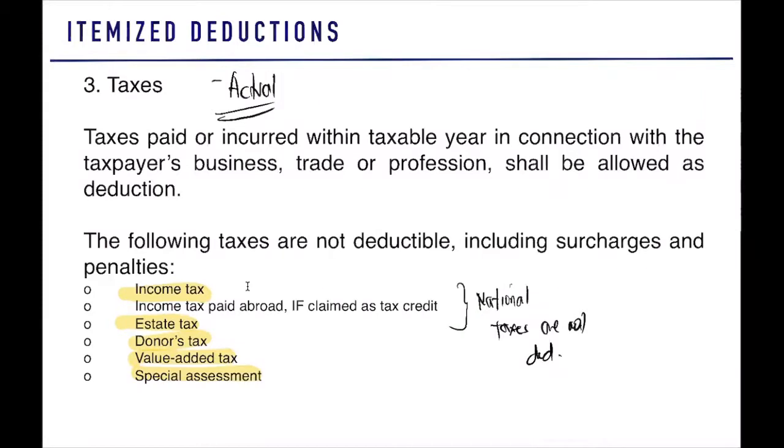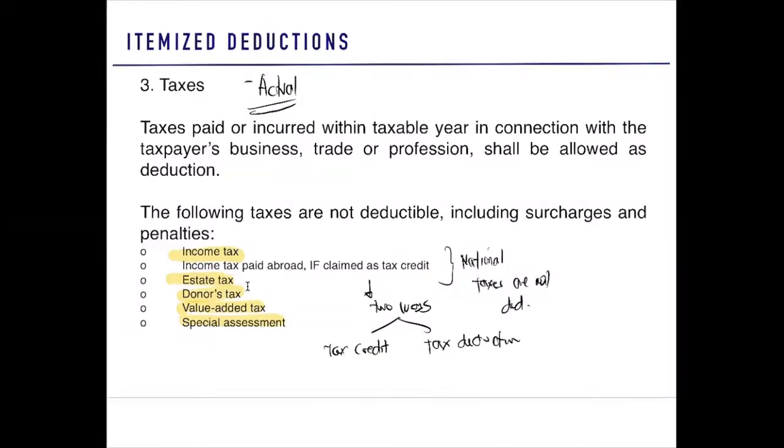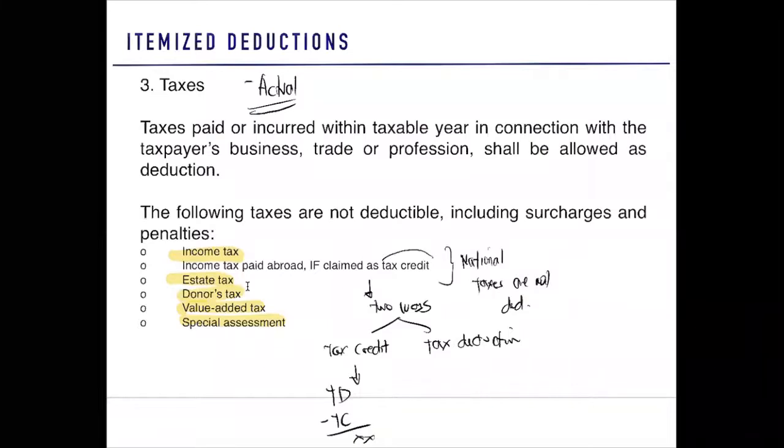Now, we have this item here, income tax paid abroad if claimed as tax credit. Okay, so your income tax paid abroad can be claimed in two ways. So what are the two ways in claiming your income tax paid abroad? The first is as a tax credit, and the second is tax deduction. Okay. So if that is a tax credit, from your tax due, you have here your tax credit. That is what it means here.